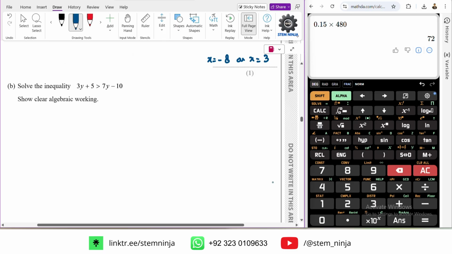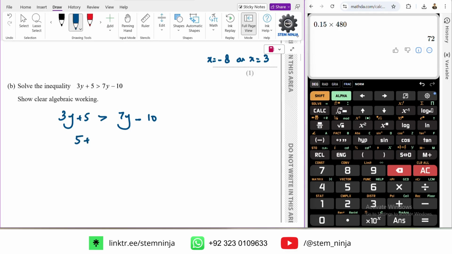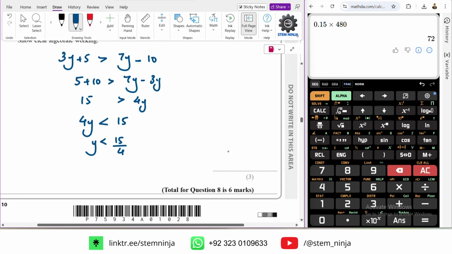Now solve the inequality 3y plus 5 greater than 7y minus 10. Okay, so first off we need to rearrange them. So we take y terms on one side, constant terms on this side. So 5 plus 10 greater than 7y minus 3y. This becomes 4y less than 15. So now you can rearrange, and therefore you divide by 4 on both sides. This becomes 15 over 4. So y less than 15 over 4.